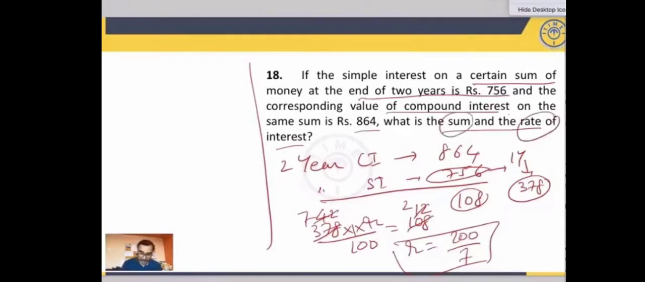He is asking the sum also. Sum is nothing but what? Principal we don't know. Time is 2 years into rate of interest 200 by 7. PNR by 100 is equal to 756. So 2 goes here 378 times. 2 zeros knocked off. So 2 goes here.